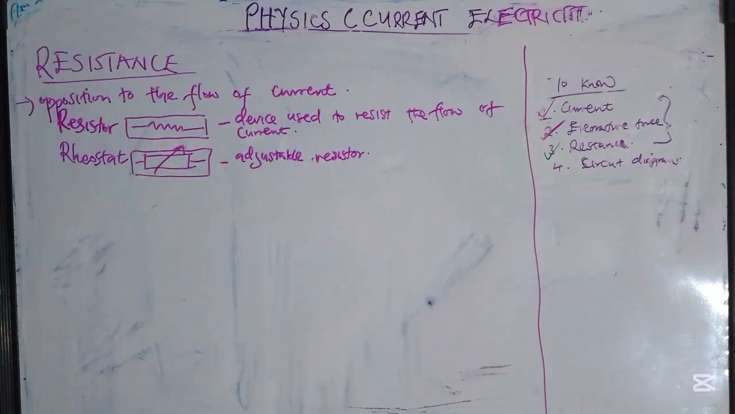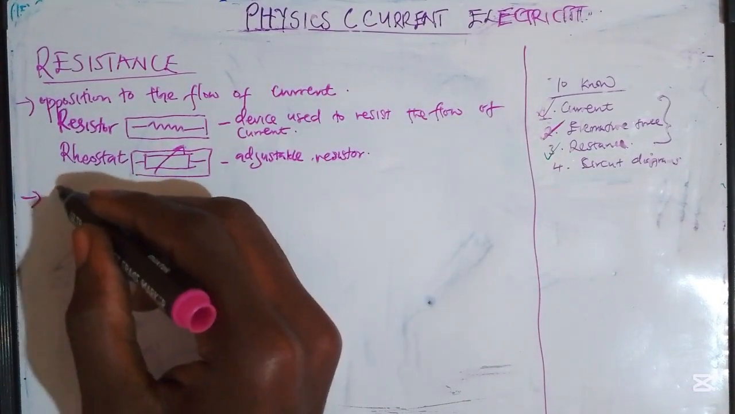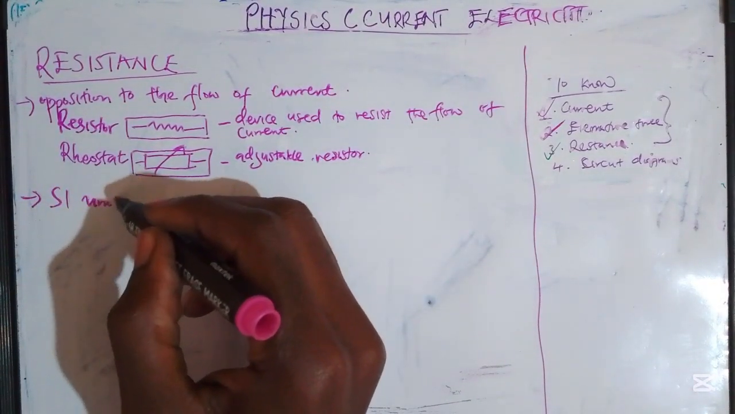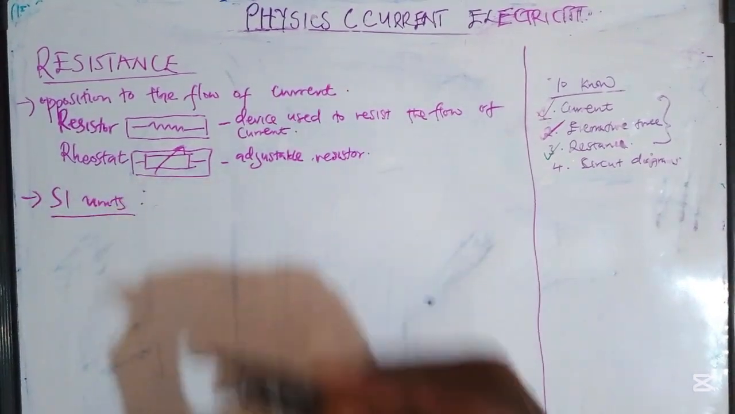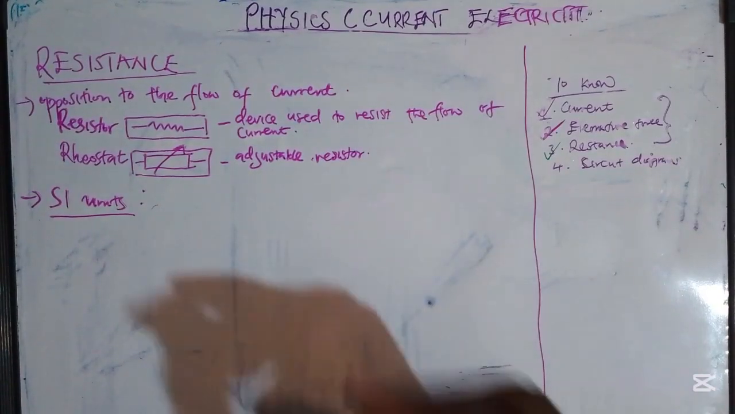These were the two things I needed you to understand on resistance. Now what are the units we use for resistance? What are the SI units? The SI unit for resistance is what? Ohms. The SI unit for resistance is ohms.